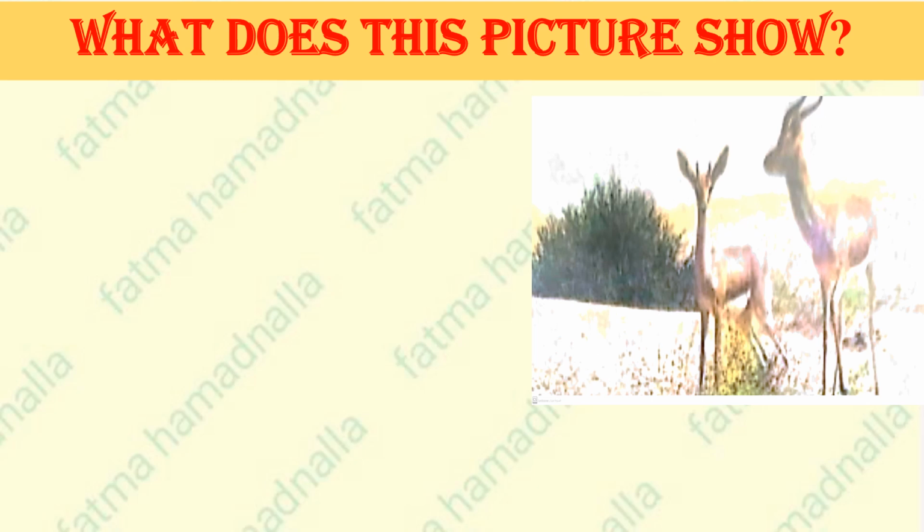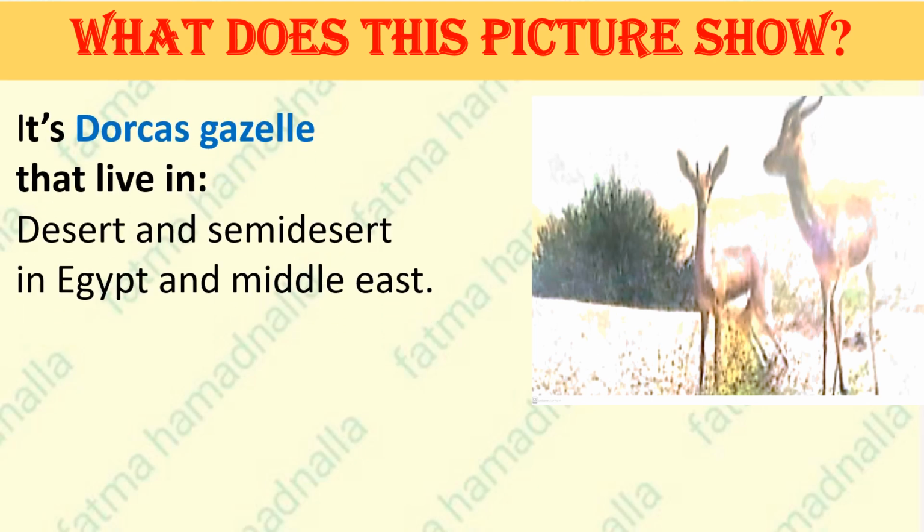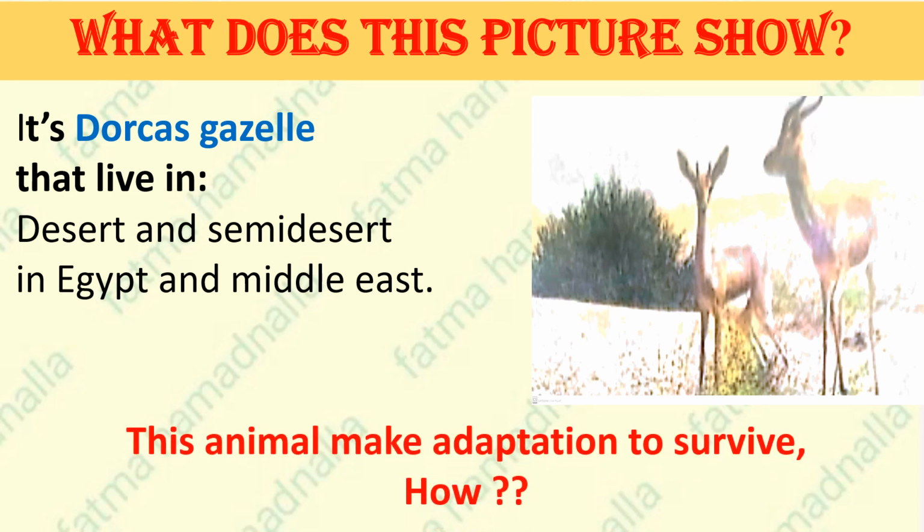Before we start, I want to show you this picture. What does it show? It's a Dorcas gazelle, which lives in the desert and semi-desert areas of Egypt and the Middle East. Okay? This animal has adapted to survive in its environment, right? Okay, how? That's what we will find out together. Let's go.